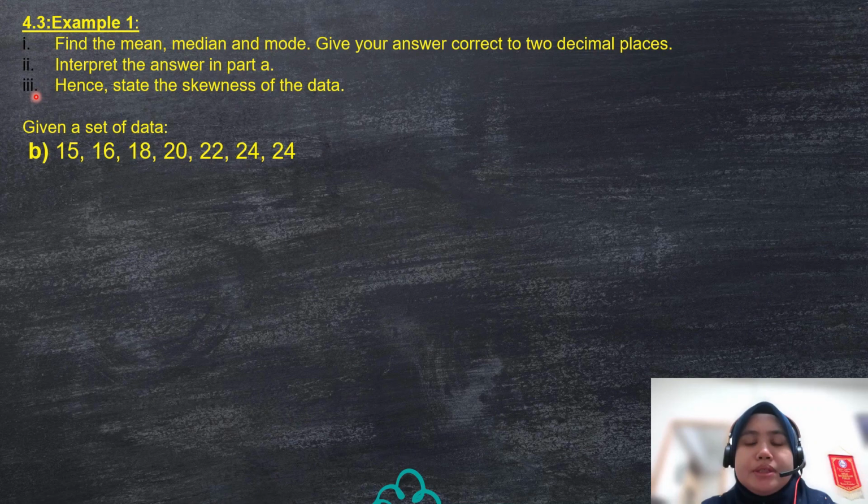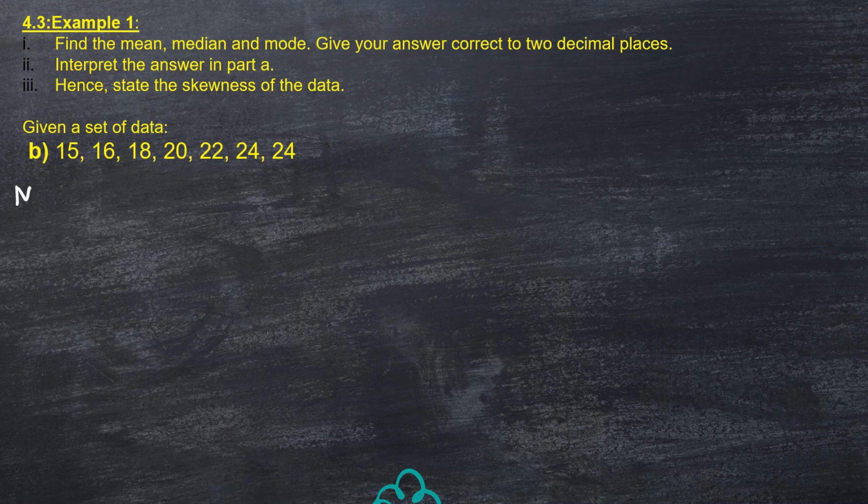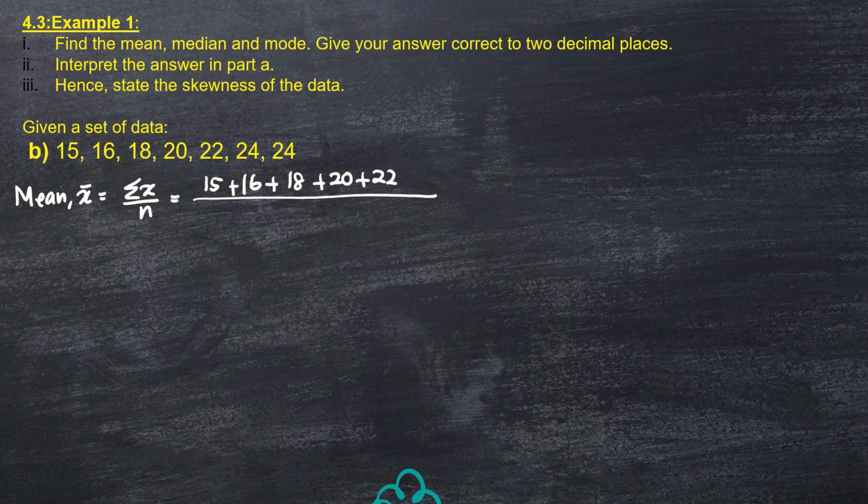Okay, with the same instructions, we go for another set of data, which is also raw data. We have 15, 16, 18, 20, 22, 24, and 24. Same as before, first we find our mean, your x bar. Write down the formula: summation of x divided by n. So we add all the data that we have, and divide by how many data we have: 1, 2, 3, 4, 5, 6, 7. So your n is equal to 7. Okay, 139 over 7, 19.86 is our mean.